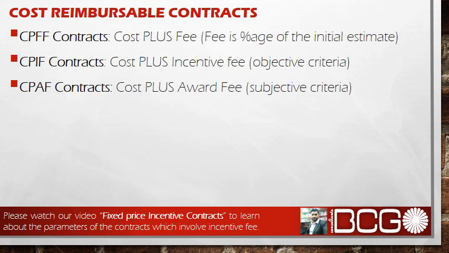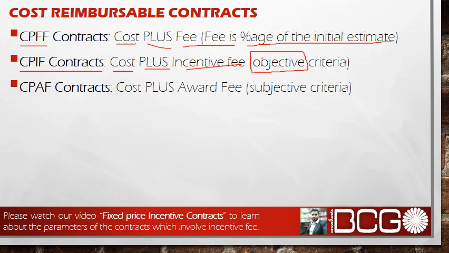So let us try to summarize now the whole topic, or all three types of the cost reimbursable contract. We discussed that the first type is the CPFF contract. In this type of contract, you have to pay cost plus fee, and this fee is a percentage of some initial estimate. The second type is CPIF contracts. In this type of contract, you have to pay cost plus incentive fee. Now this incentive fee has some objective criteria which is already agreed between the two parties.